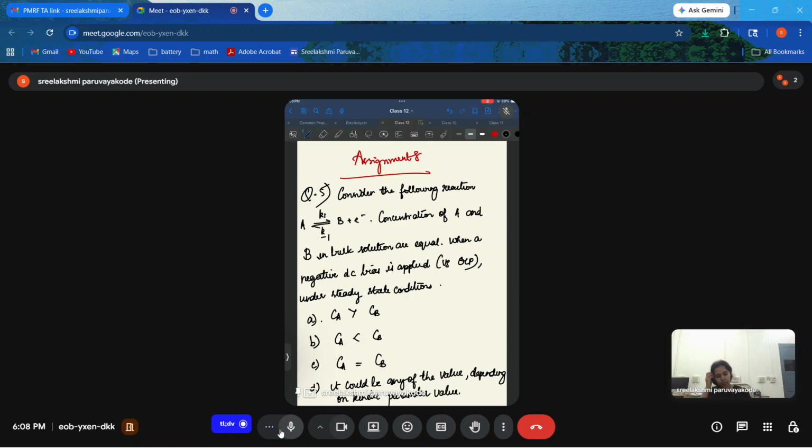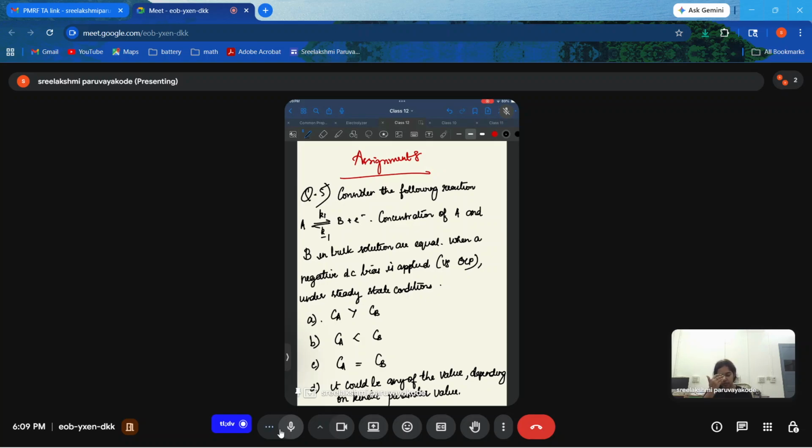Consider the following reaction, A giving B plus electron, and they say that the concentration of A and B in the bulk solution are equal. A is the reactant, B is the product, and both concentrations of A and B in the bulk are equal. When you are applying a negative bias under steady state condition, which one of them is correct?